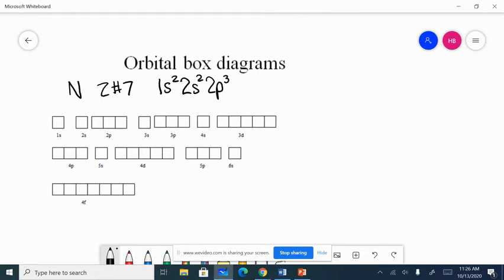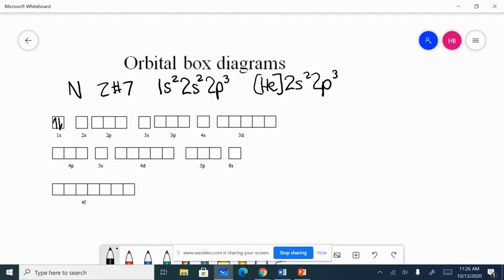Now let's do the abbreviated version. The abbreviated version has the core in brackets. The core is the previous noble gas. In nitrogen's case, that's helium. So inside the brackets this time are only the core electrons, which are the 1s2 electrons. The outer shell electrons in this case are the valence electrons. The valence shell is the 2s2, 2p3.